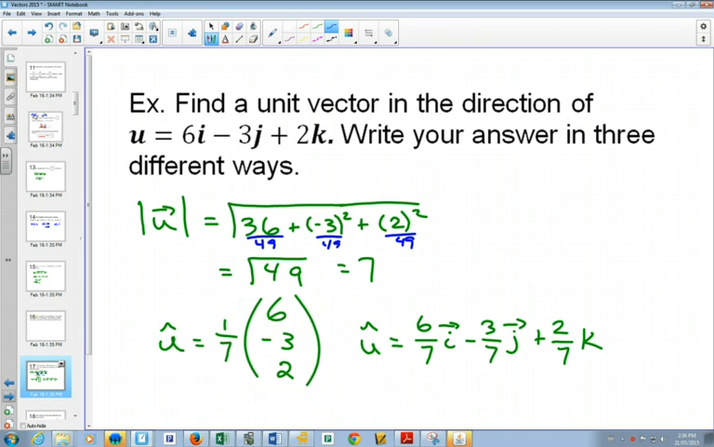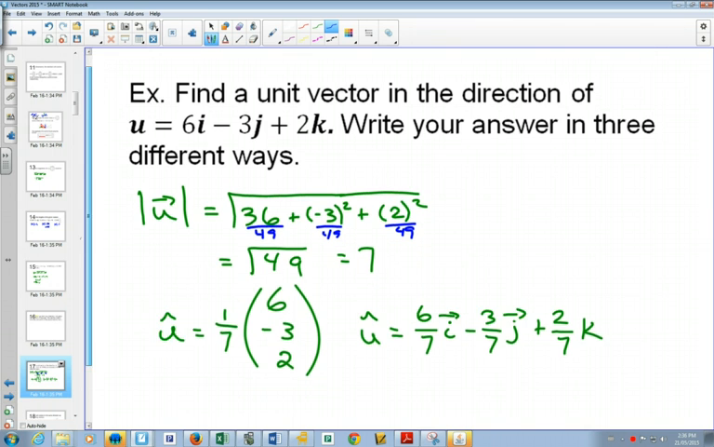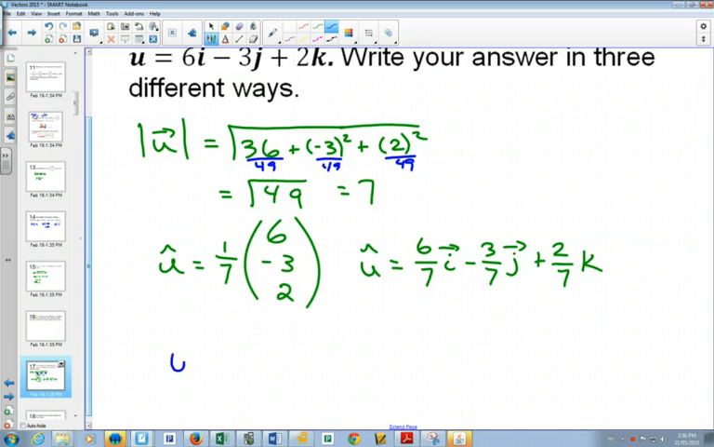You could also write our unit vector here in this form, but just put that 1/7 inside. So the strategy to find the unit vector, find the length of the vector that you're working with, and then you just have to divide by that length to find your unit vector.